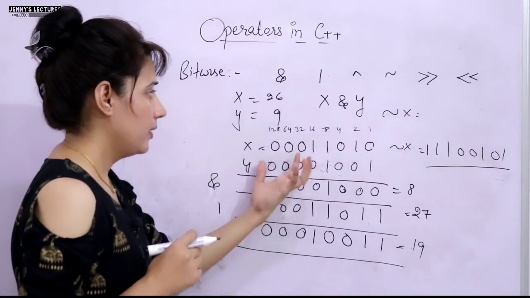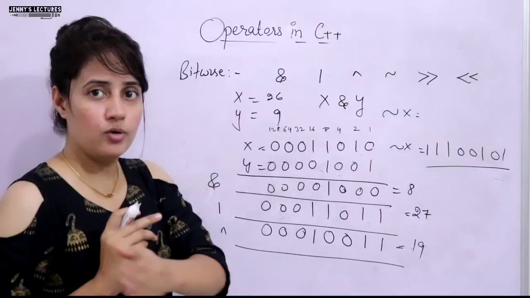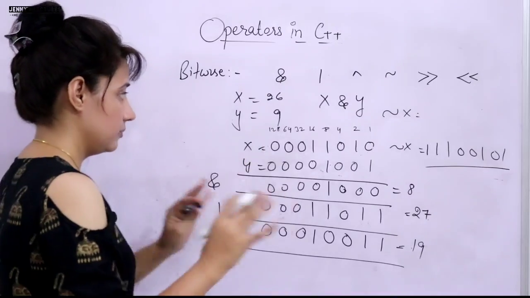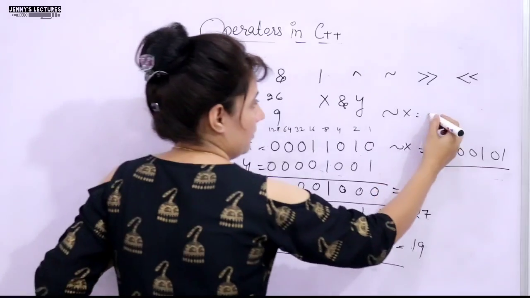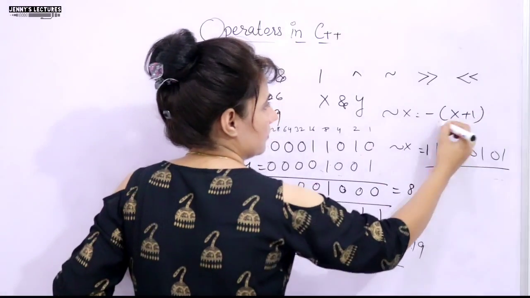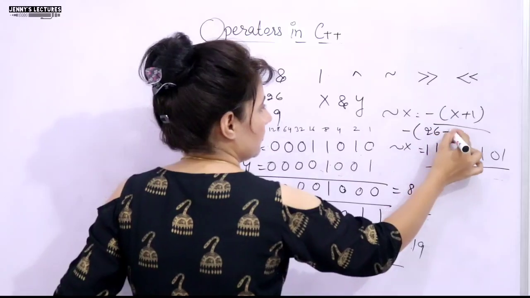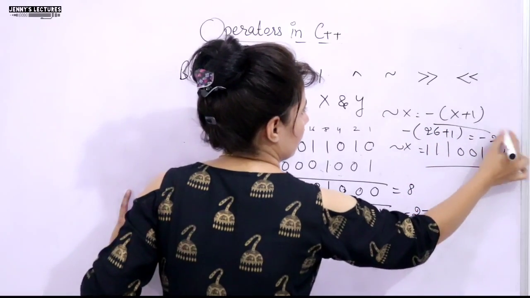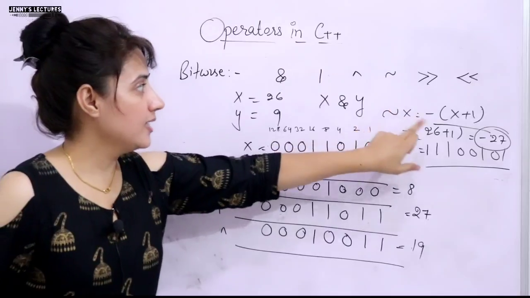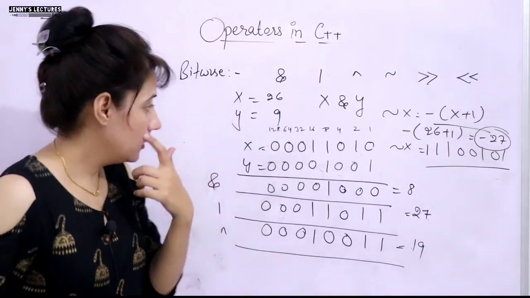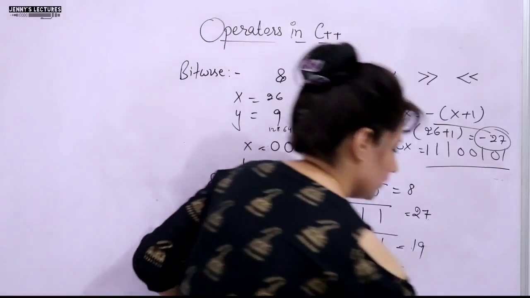And how would the 2's complement be calculated? First of all, take the 1's complement, then add 1 to that. Or the formula is, if I say negation of x, it would be minus x plus 1. This would be 2's complement. So minus x is minus 26, minus 26 plus minus 1, that is minus 27. So in the system, if you apply the bitwise NOT operator to x, it will give minus 27, right? It will give 2's complement. Fine. Now left shift and right shift.